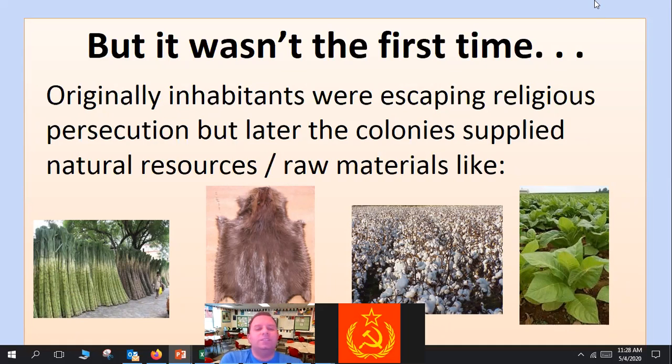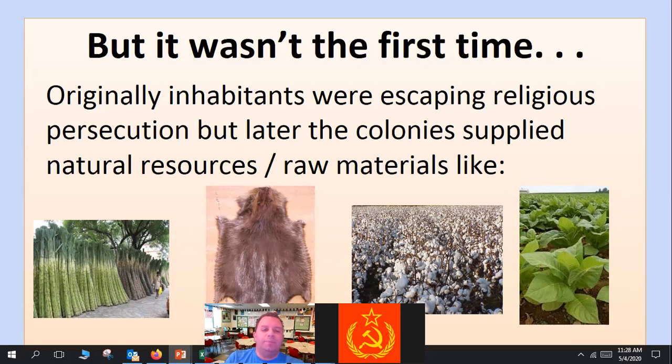And so we see a shift away from people setting up colonies to escape religious persecution, and now doing so because they want access to economic and raw materials. We have sugar cane over here. These are beaver pelts. This is cotton, and this is tobacco. So this is from the old idea of colonization.